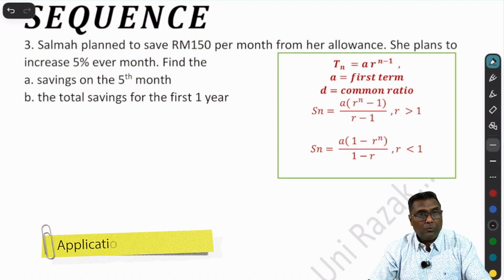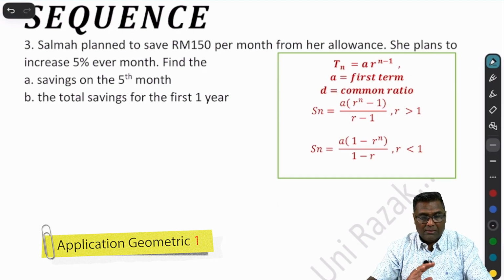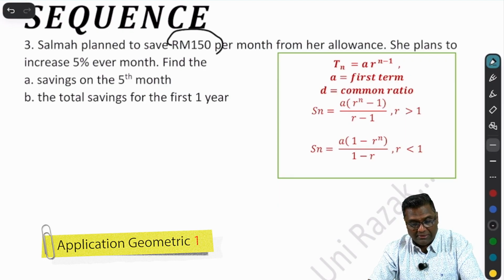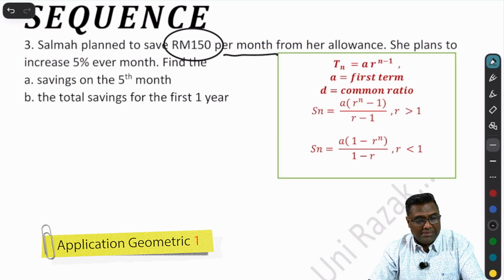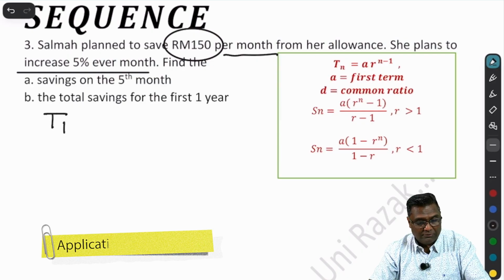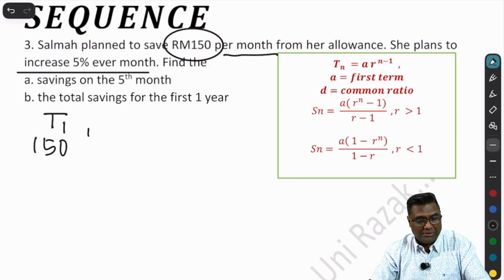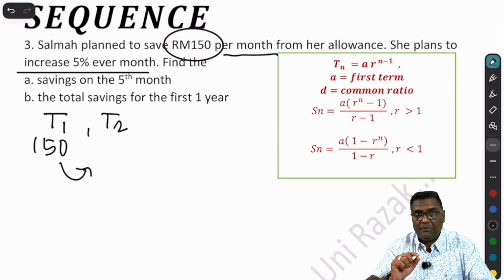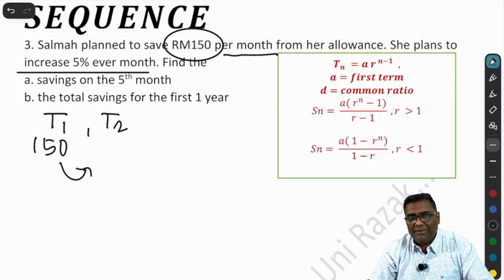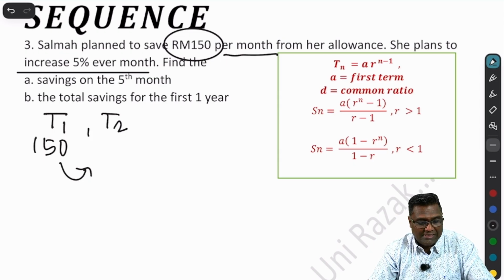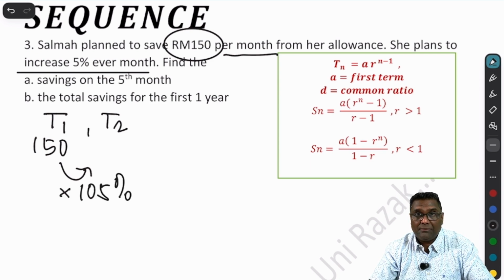Okay, now we look at the second part, something on geometric. Can you check here? 100 per month, but she plans to increase how many percent? 5%. So when I plan to increase 5%, that means on the first month she saves 150. On the second month she plans to increase it by 5%. Mathematically we know when I increase 5%, that means I'm going to multiply with 105%.